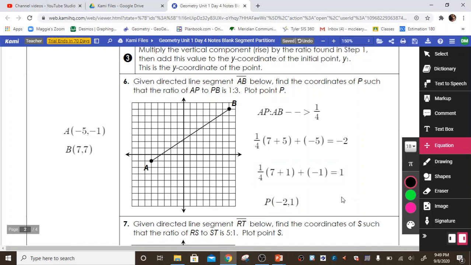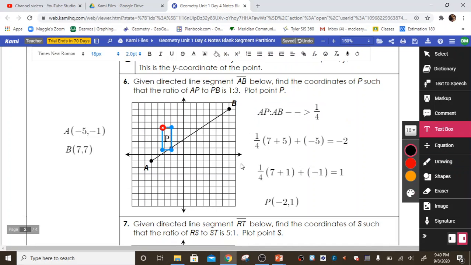And let's see where that fits on here. So we go over 2, up 1. So we're on the line. That's always a good sign. And it's going to be right there. So we will call this point P.